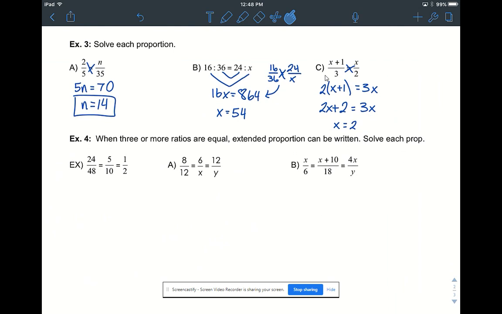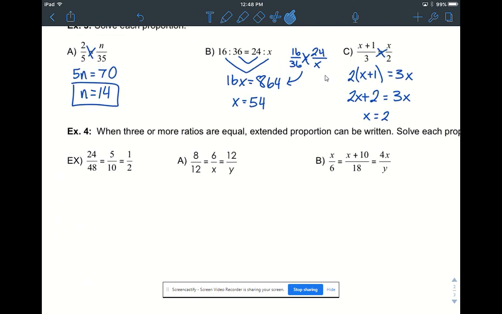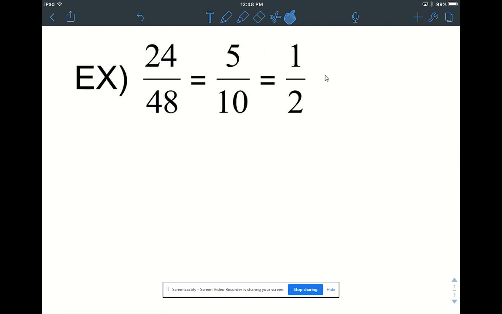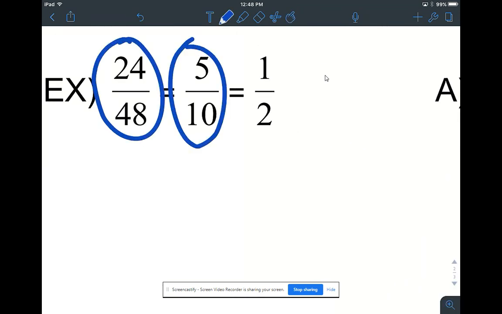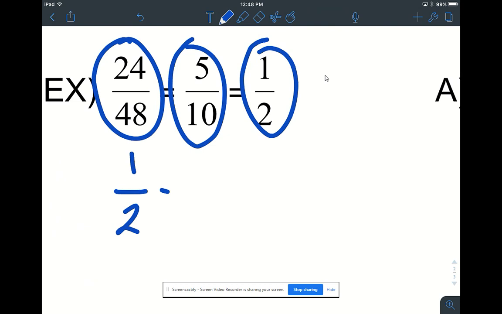All right, when 3 or more ratios are equal, extended proportions can be written. So solve each proportion if it's an extended proportion. So basically what we're talking about is if we've got more than one ratio set equal to each other, each one of the ratios has to reduce to the same thing. So 24 over 48 is equal to 1/2. It reduces to 1/2. 5 over 10 also reduces to 1/2. So in this extended proportion, all pieces of the ratios are going to simplify to 1/2, making it equivalent.